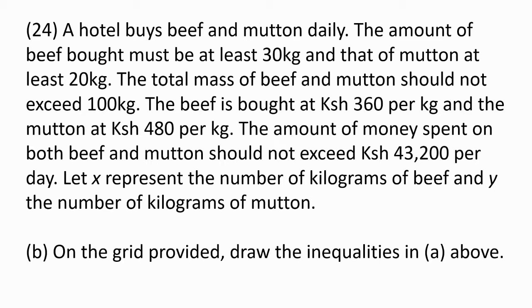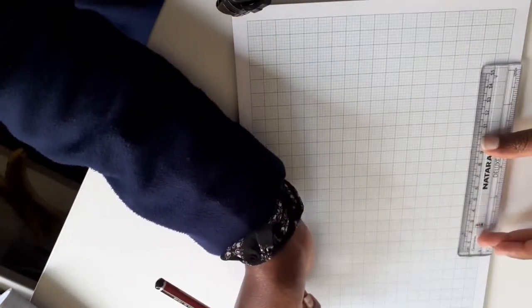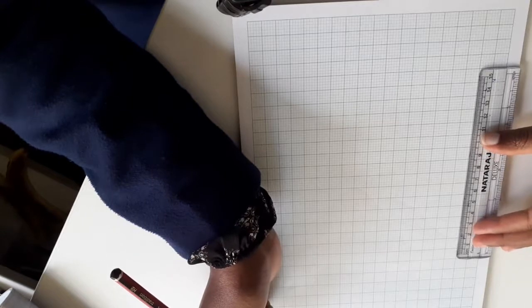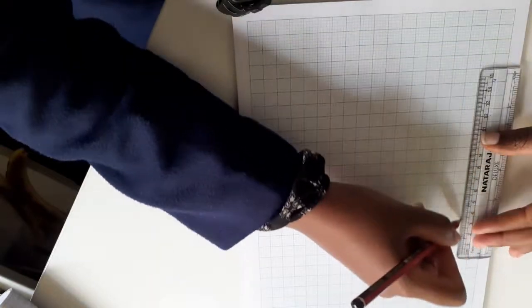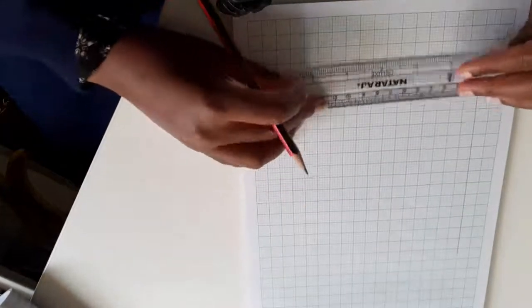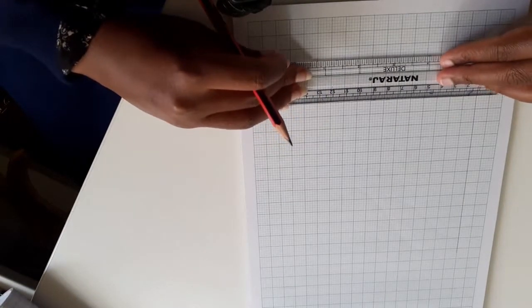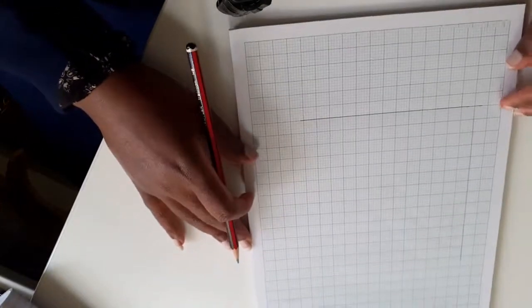Part B. On the grid provided, draw the inequalities in A above. We are supposed to represent the inequalities that we obtained in Part A. So we draw the grid first. I'm going to use the scale of 10.